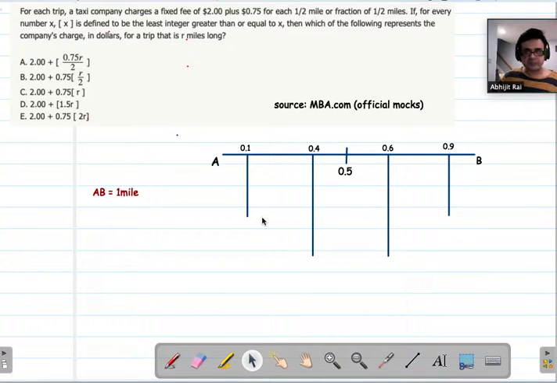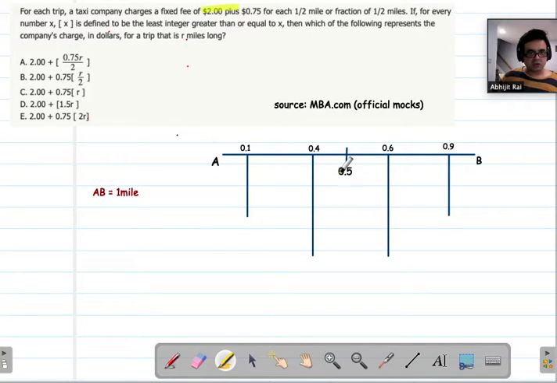Okay, so let's get started. I'm going to just choose my highlighter tool here. So what they're saying is there is a fixed fee of $2 for every trip. So whatever trip you take, if you hail the cab, you're going to get a $2 charge. Then for each half mile or a fraction of half miles, you are going to get charged $0.75 each.